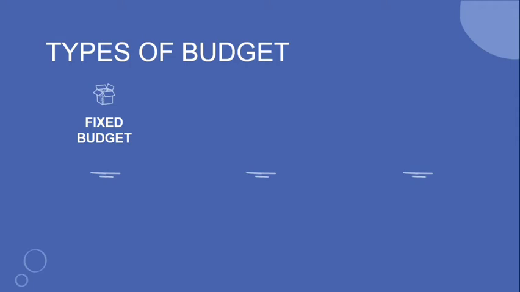So, one level of production, like for example, mag-make ra ka og 5,000 masks. So, if mag-make ka og fixed budget using the 5,000 level of production, so mao jud na ang imong expected expenses in making those 5,000 masks. So, dili na nimo siya magamit if ang imong production is only 4,000 masks or 6,000 masks. So, good only siya for the 5,000 masks. So, mao siya ang gitawag nga fixed, kay fixed naman siya ang budget for a certain level of production.